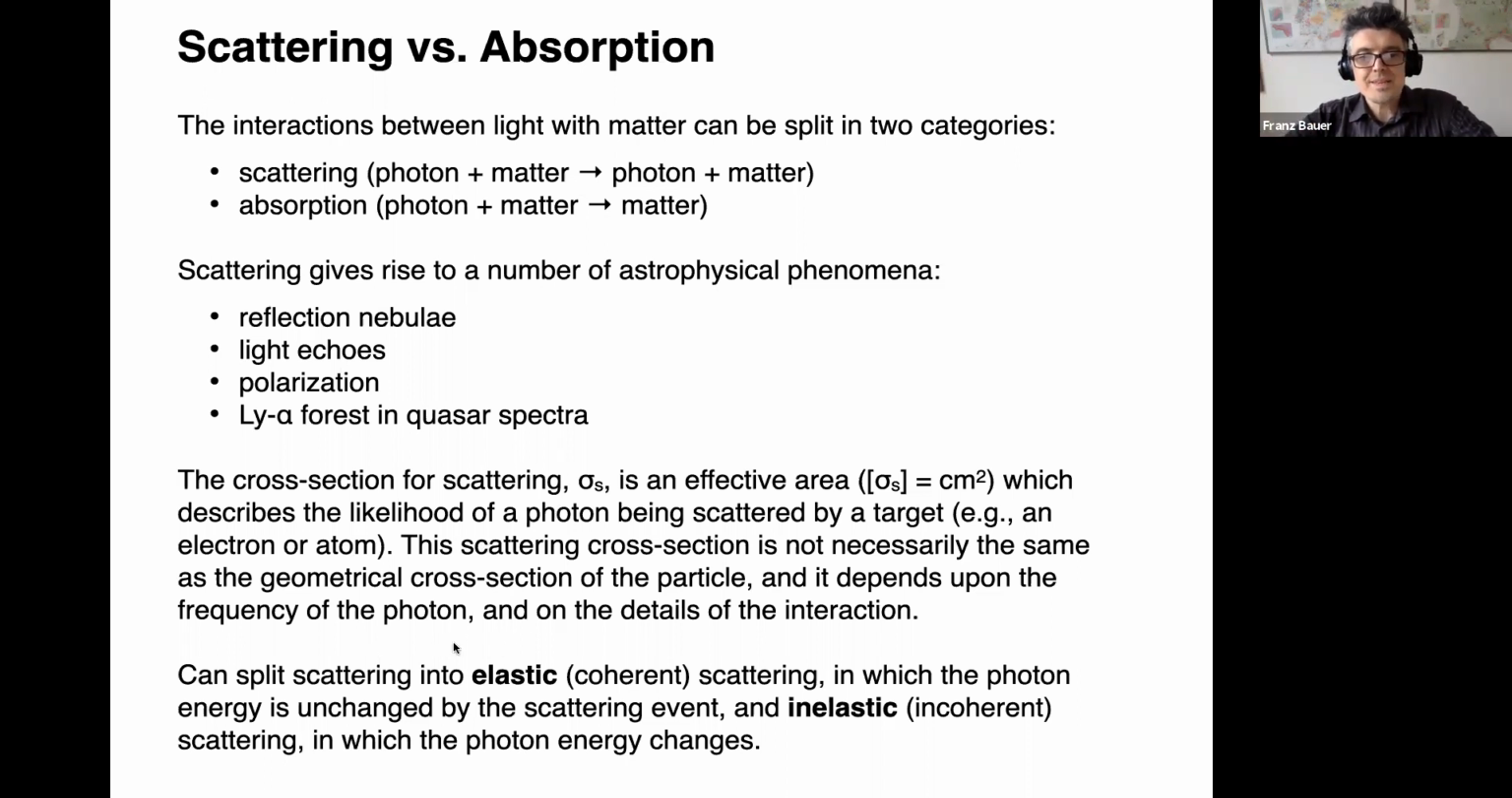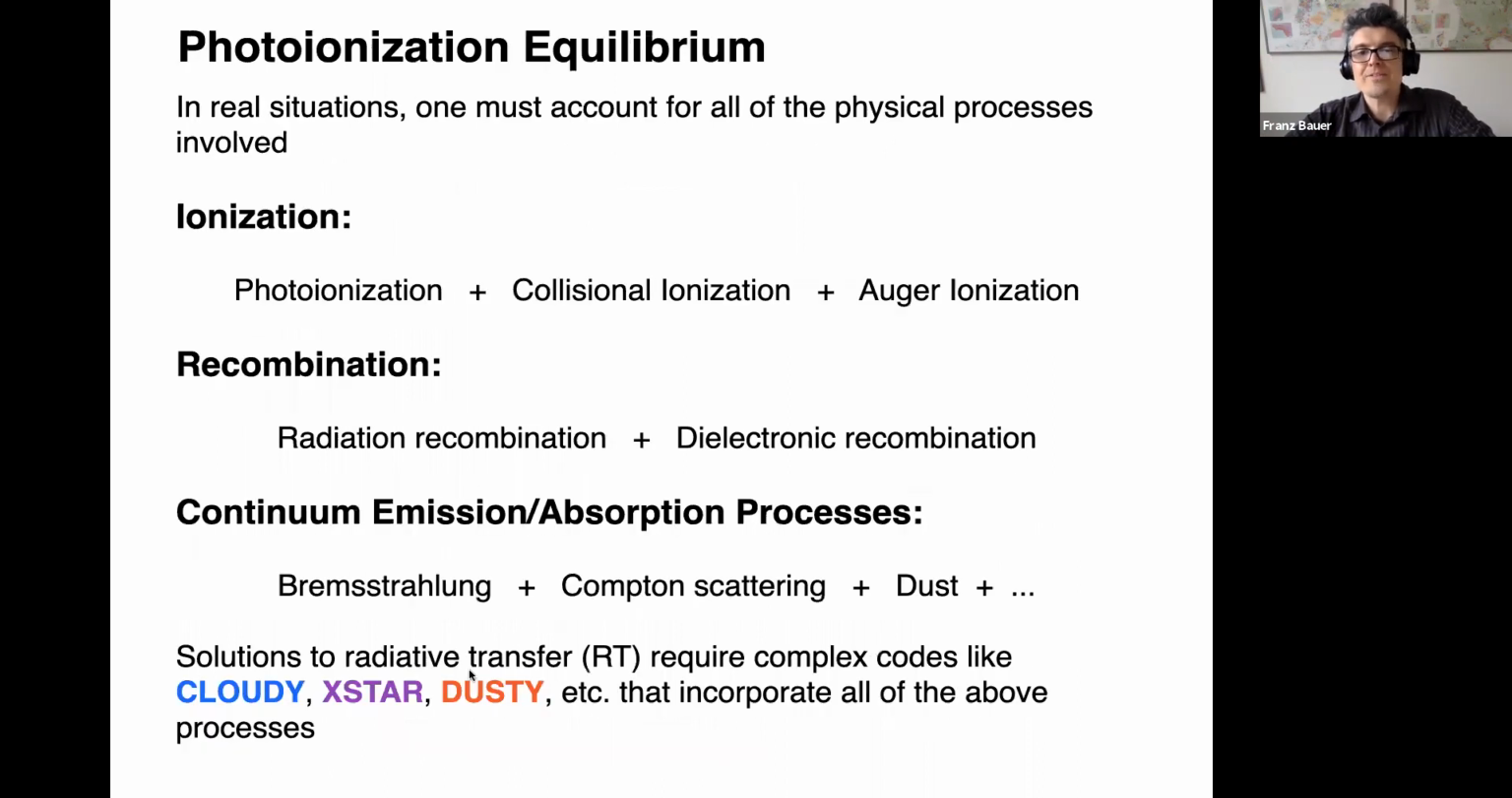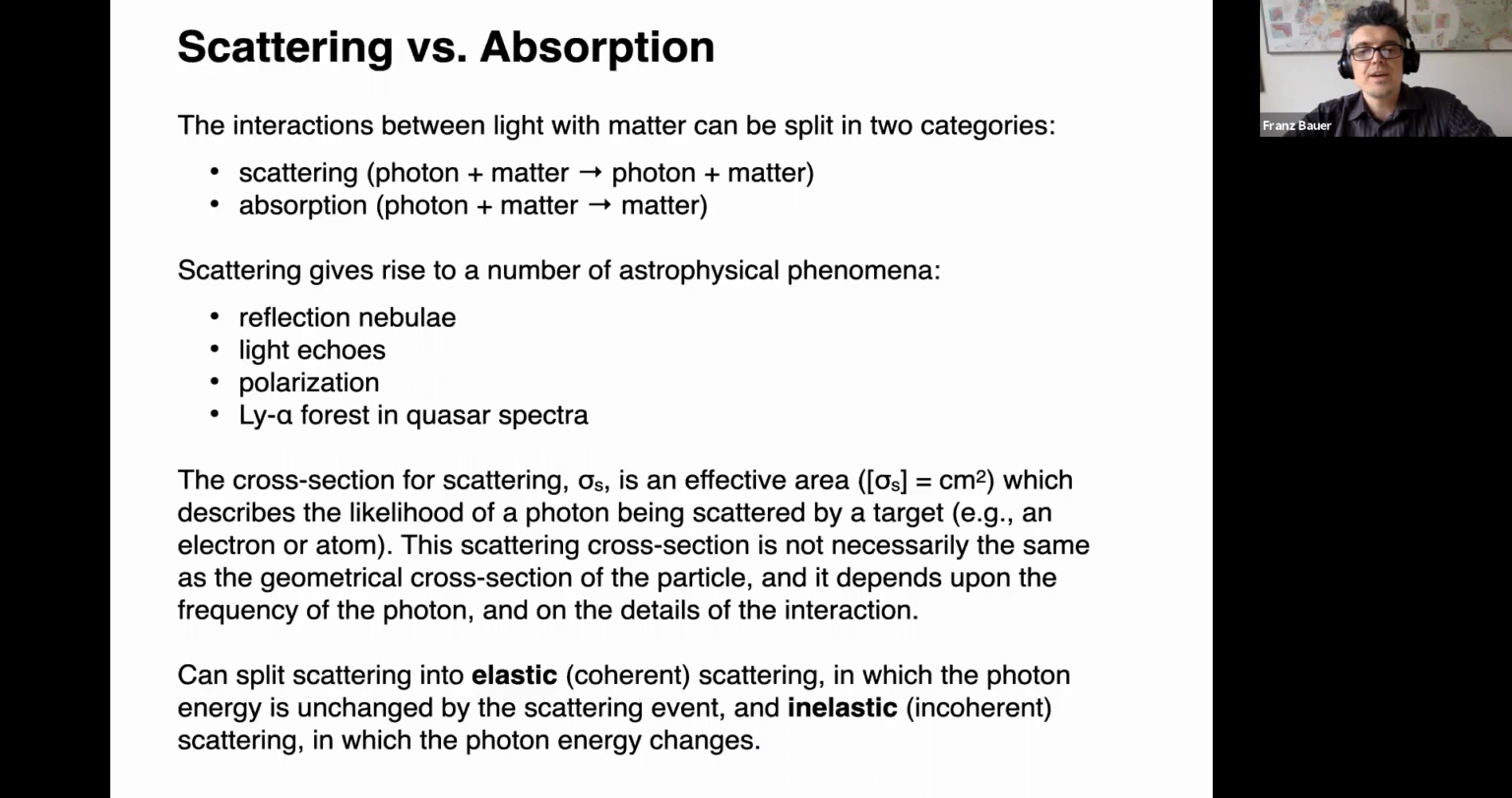And so typically, this is again why we need something very complex to deal with all of this. We can split the scattering into elastic or coherent scattering and inelastic or incoherent scattering. And these, of course, change as a function of the photon energy.